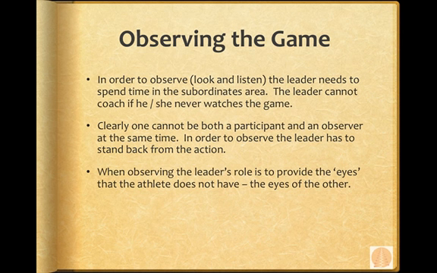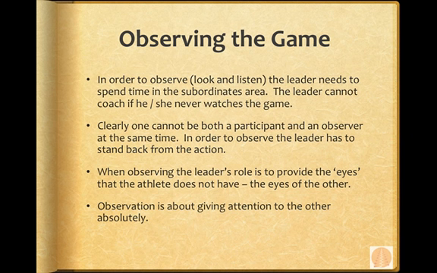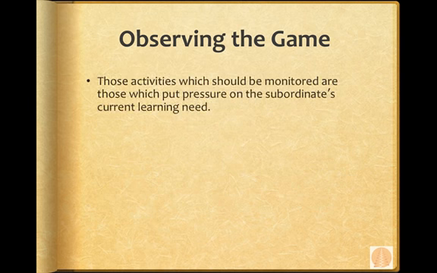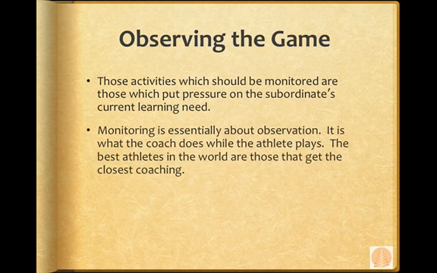When observing, the leader's role is to provide the eyes that the athlete doesn't have, in other words, the eyes of the other. Observation is about giving attention to the other. It really is about the skill of being able to suspend your own agenda. Further to this, those activities which should be monitored are those which put direct pressure on the subordinate's current learning need. Monitoring is essentially about observation.